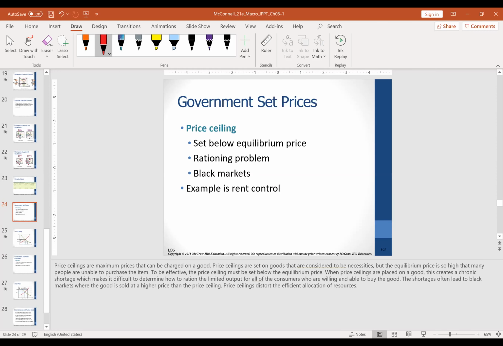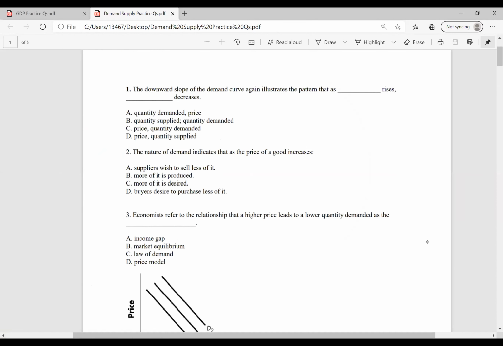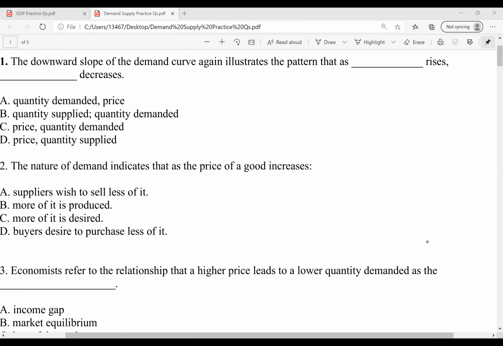What I'd really like to do right now is show you a bunch of questions. I'm going to do the demand and supply practice questions. This is going to reinforce our understanding of the chapter. I just went on and shared all of this. Cool. Right now we are looking at this Word file.